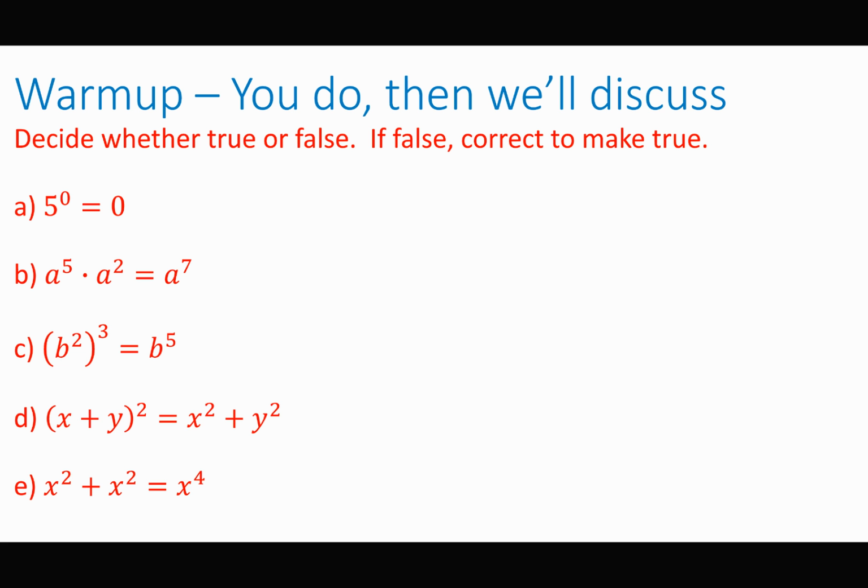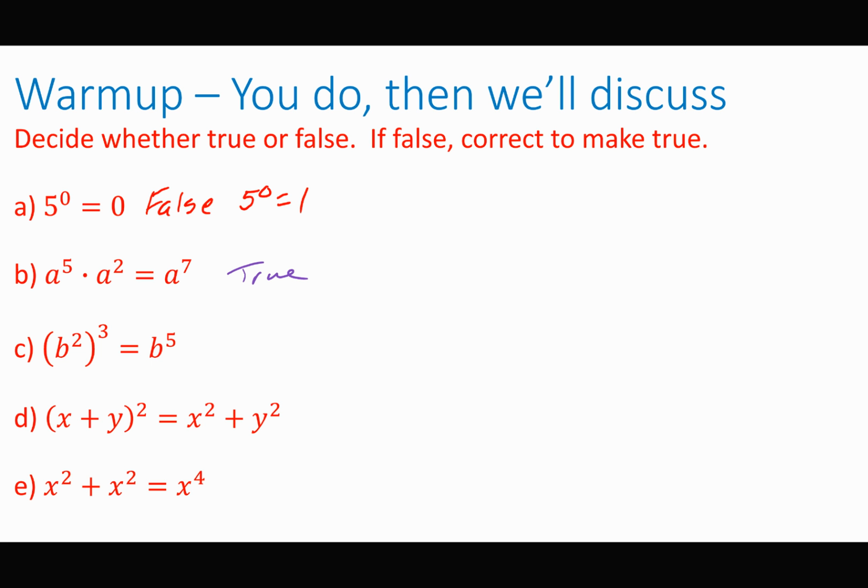Okay, letter A, 5 to the 0. Ben, is 5 to the 0 power equal to 0? What is it equal to? It is 1. So 5 to the 0 power equals 1. Okay. Charlie, a to the 5th times a squared, does that equal a to the 7th? That is true.